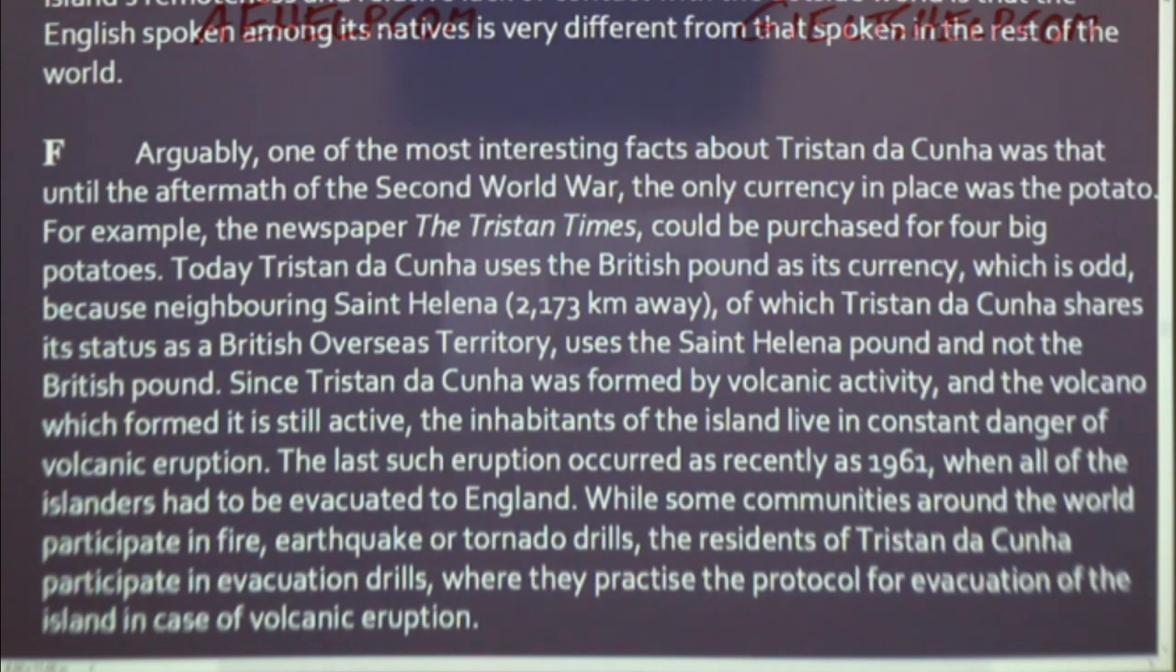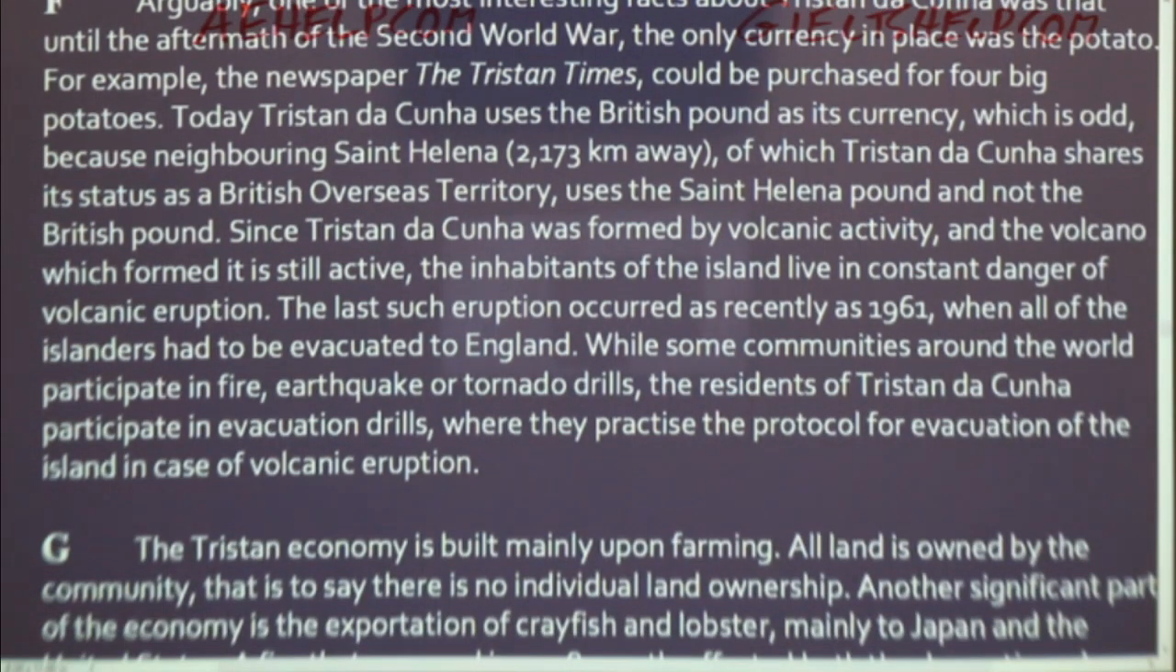Since Tristan de Cunha was formed by volcanic activity and the volcano which formed it is still active, the inhabitants of the island live in constant danger of volcanic eruption. The last such eruption occurred as recently as 1961, when all of the islanders had to be evacuated to England. While some communities around the world participate in fire, earthquake, and tornado drills, the residents of Tristan de Cunha participate in evacuation drills, where they practice the protocol for evacuation of the island in case of volcanic eruption.